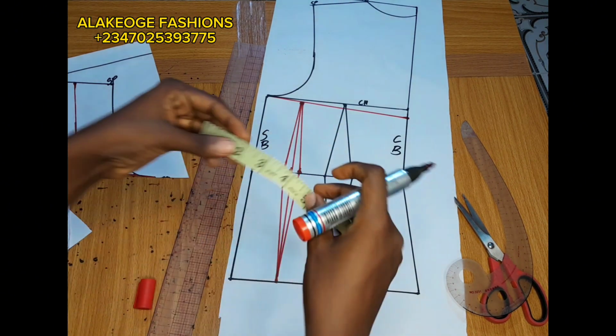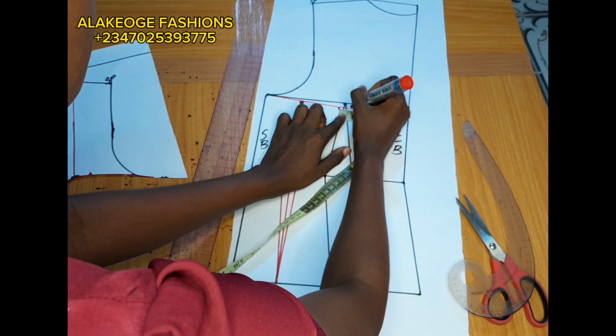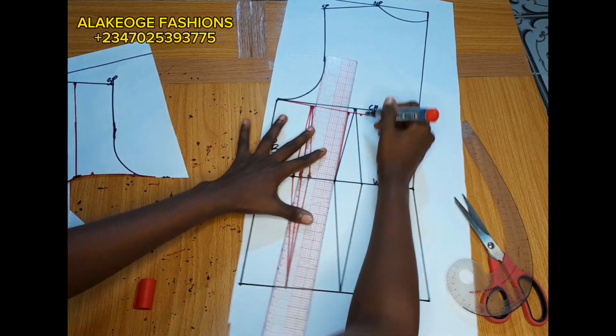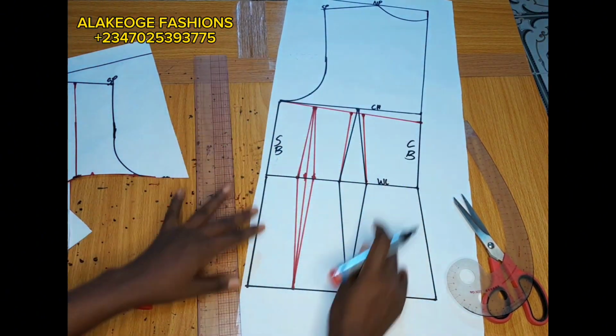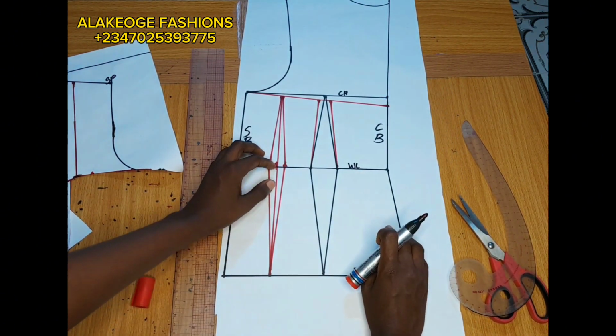So at the center back, the dart that is there already at the top there, I'm going to open it on both sides by 0.25, and at the down part too, I'll connect it down up here. And on the dart part I'm just going to leave it like that. I won't be opening it.